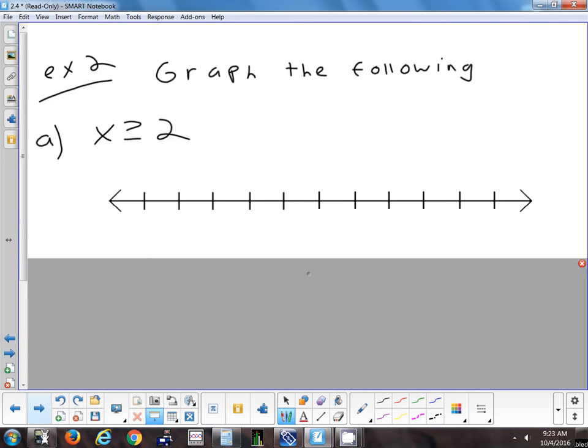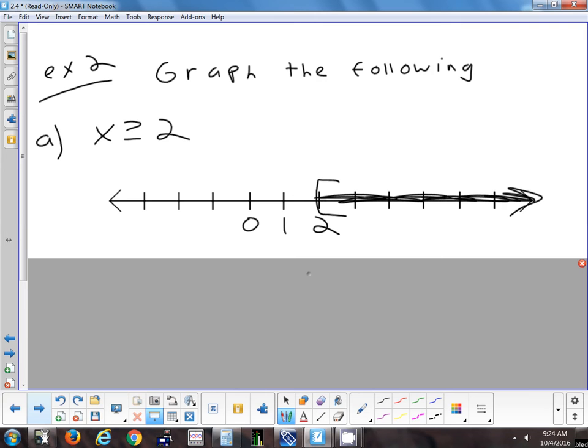All right, so let's try doing a few graphs. X is greater than or equal to 2. First thing, I just have to number my number line a little bit. You can number it however you want as long as it's consistent, if you go by ones all the way. Curtis, how would I graph x is greater than or equal to 2? You would put a bracket on 2, going to the right. Perfect. So bracket on 2, shade right.